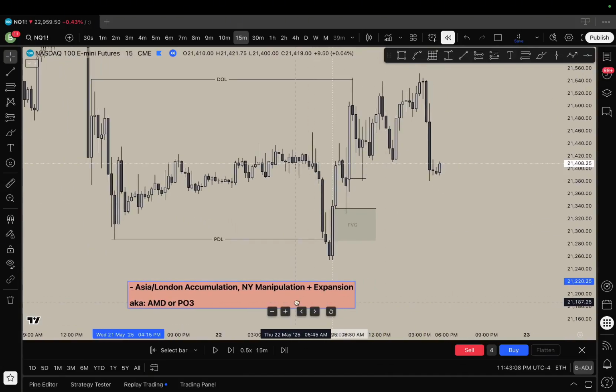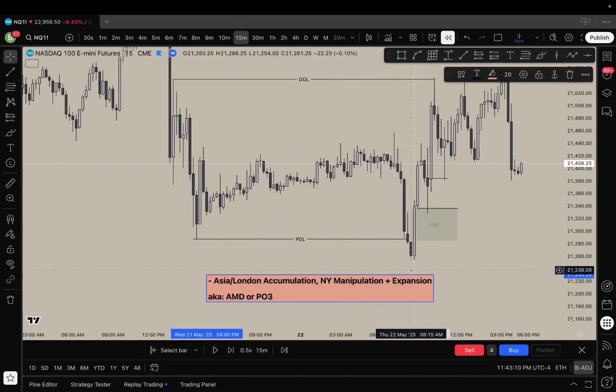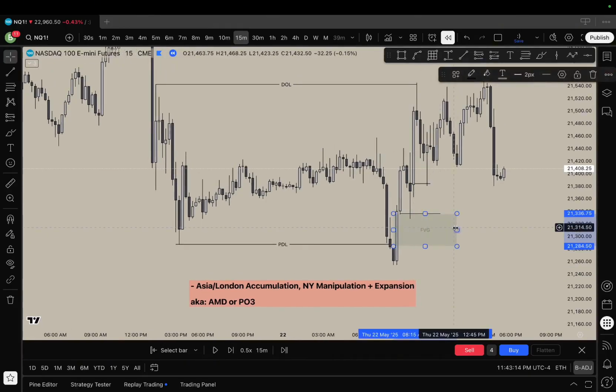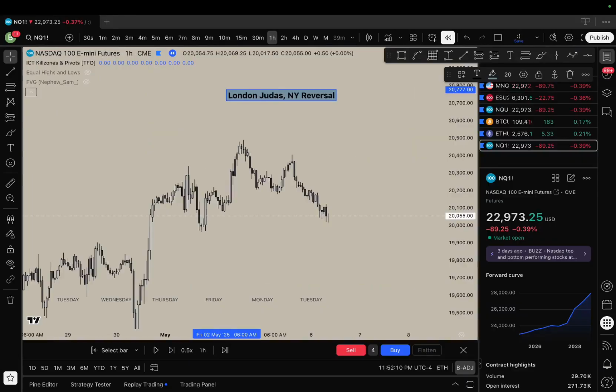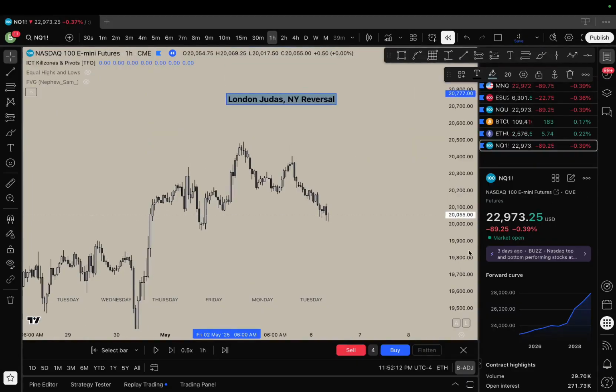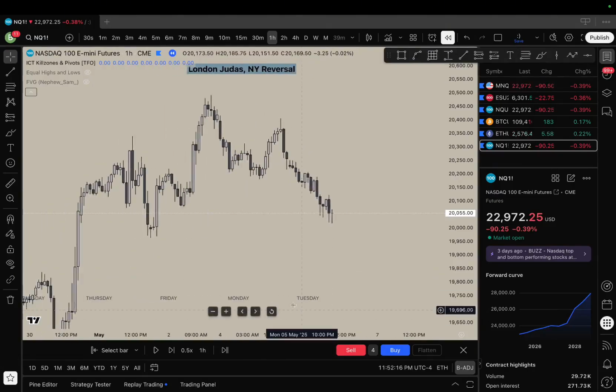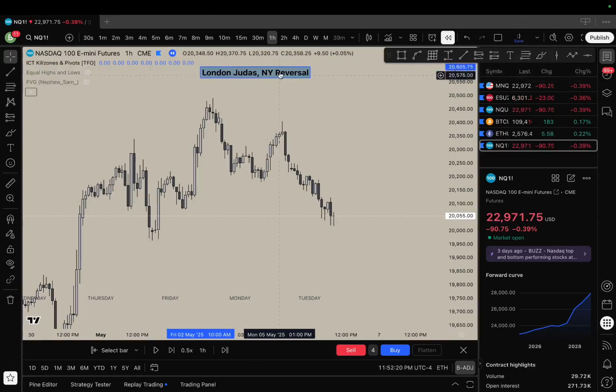I think I do need to show you guys still the New York Judas swing, London Judas New York reversal. So let's hop into that. All right, so this next daily profile I want to show you guys is that London Judas New York reversal. What this is going to look like is we will have London session have a false move higher.